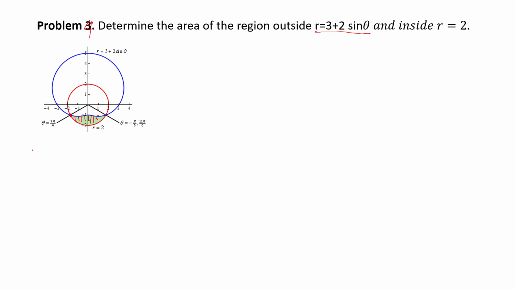So our limit here for area, our bound here was 1/2 from 7 pi over 6 to, this is equivalent positive, that is 11 pi over 6. And we need to get the outer. The outer is, we have 2 squared.